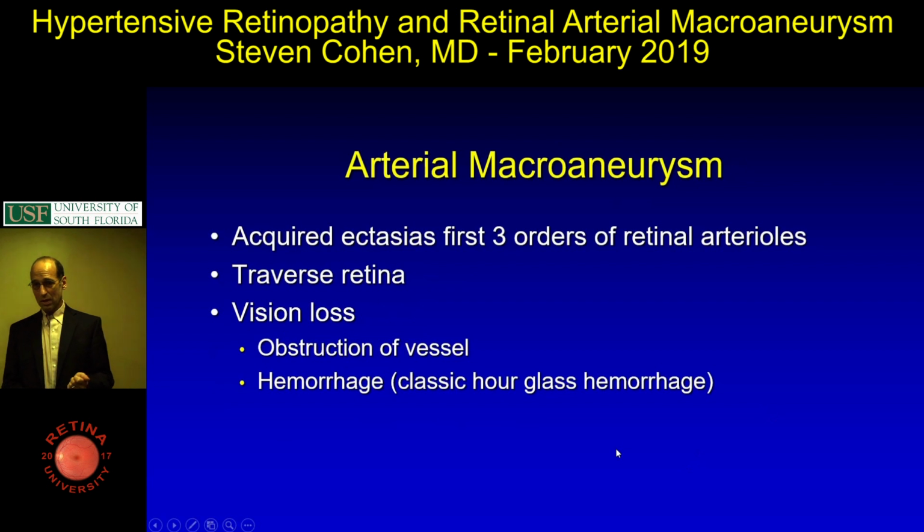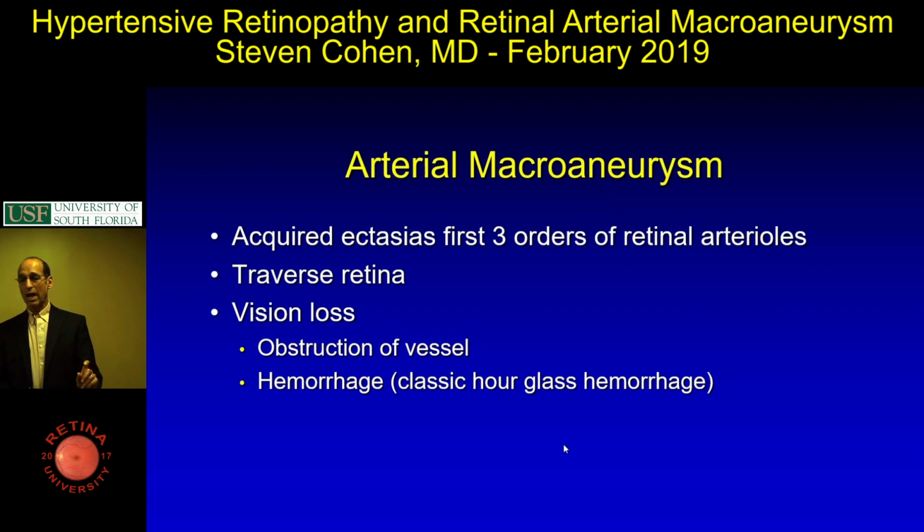The next topic is arterial macroaneurysms. Acquired ectasia in the first 3 orders of the retinal arterioles, okay, not in the periphery, like that choroidal one we saw before. So even though that's good to throw into the differential, if you have an exudative hemorrhagic peripheral lesion, it's likely not a hypertensive macroaneurysm. I guess it could be from Coats.